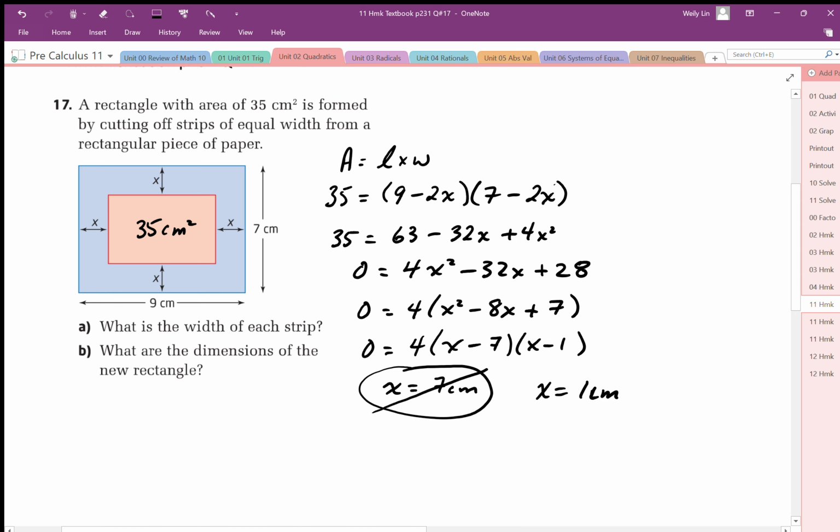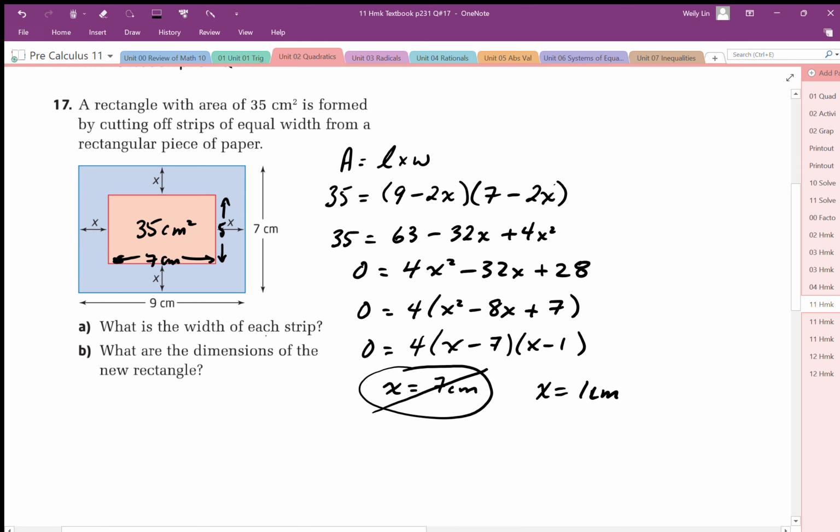And if we take off 1 centimeter from the vertical, we're going to end up with 5 centimeters of width here. And if we cut off 1 centimeter from the horizontal from both sides, we're going to end up with 7 centimeters of length here. That gives us our 35 centimeters of area, and then the dimensions of the rectangle are going to end up being 5 by 7.